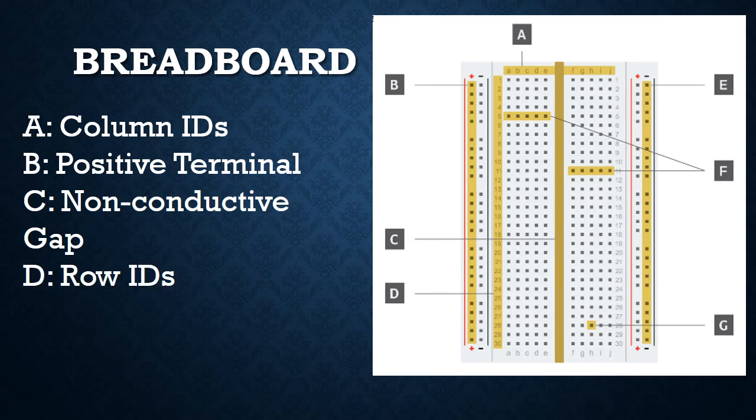We have row IDs. On the boards that we have, they're only marked every 5 rows, but they're marked so that we can identify which row we're talking about. And they're marked with numbers as opposed to the letters that mark the column IDs.